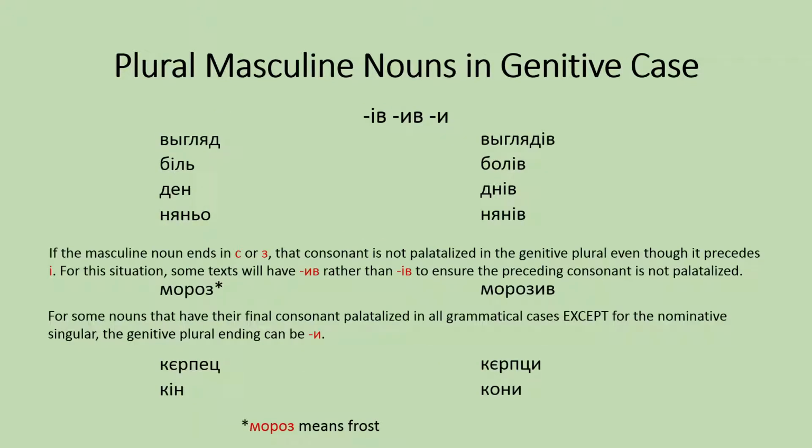Plural masculine nouns in the genitive case. To form the genitive plural for masculine nouns, you add either iu, or to the end of the noun. For the most part, the ending is iu. However, alternate endings such as iu and can also be used for some nouns. First, let's look over the nouns that will take the iu ending.